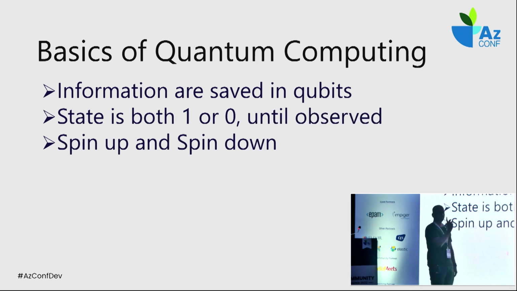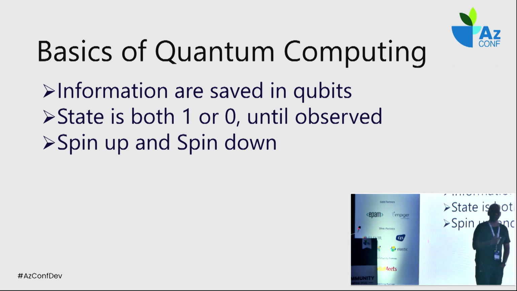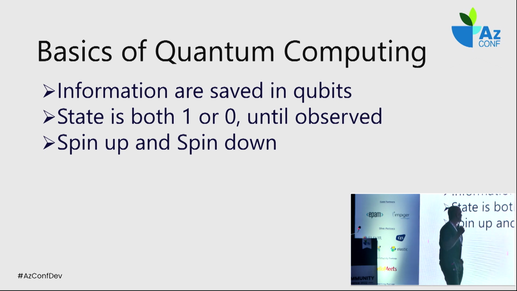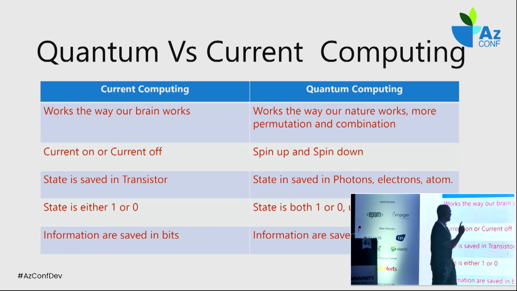So in quantum computing, we'll come back to this. We'll be saving in qubits. It is not 1 or 0, it's both 1 and 0. And it's actually not on and off, it's spin up and down. I will explain that. It's kind of a mystic programming language. I will talk to you about that. So we'll compare both of these.